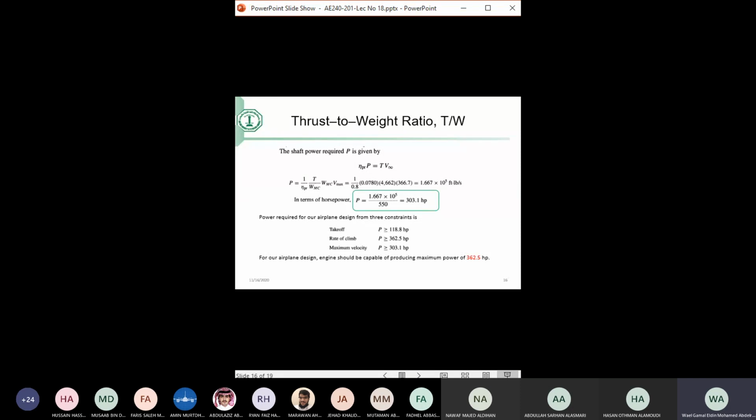So now we have three powers. You want to satisfy the takeoff condition? I need an engine of 118. You want to satisfy the rate of climb? I need 362. You need maximum velocity? I need 303. So of course we will choose the 362, the horsepower of 362, to satisfy all of the conditions. Okay. Any questions?